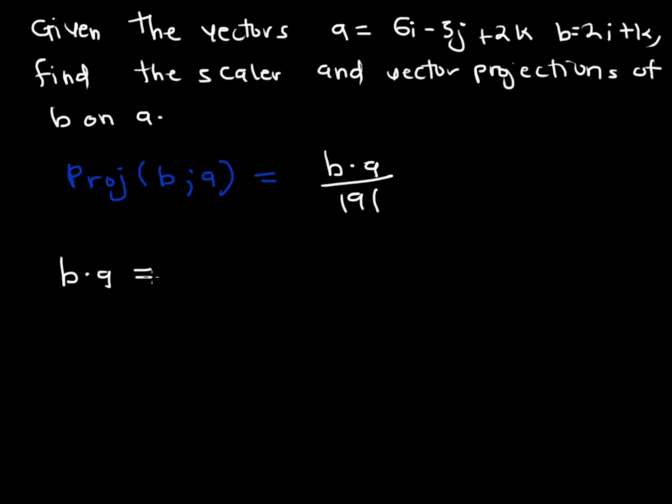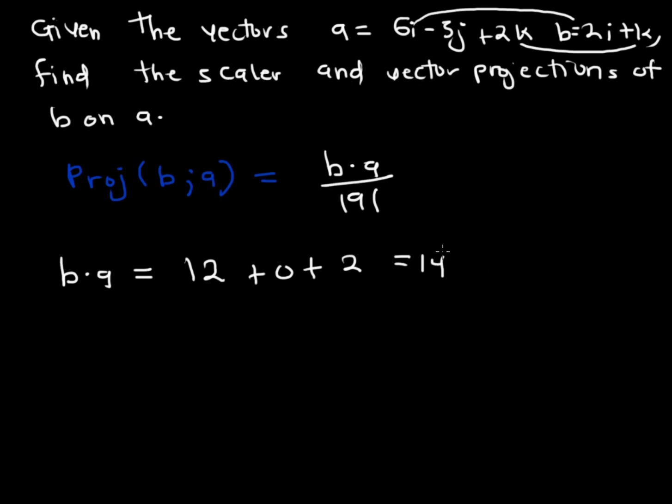So the dot product of B on A, we simply take the I component and multiply it with this I component. So 6 times 2 gives us 12. And also, we take this J component and multiply it with its corresponding J component. Now the J component here is 0, right? Because it hasn't been given. So plus 0 plus the K component. So 2 times 1. Of course, this gives us 2. And we obtain 14 for the dot product B dot A, right?